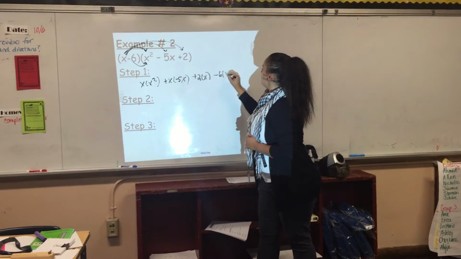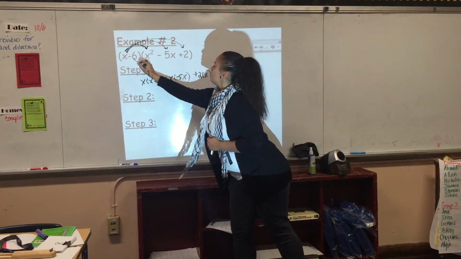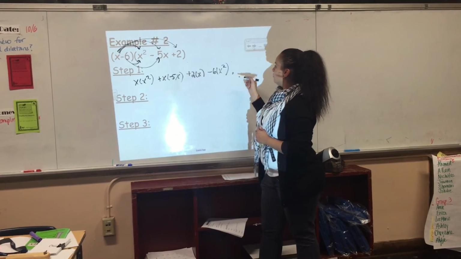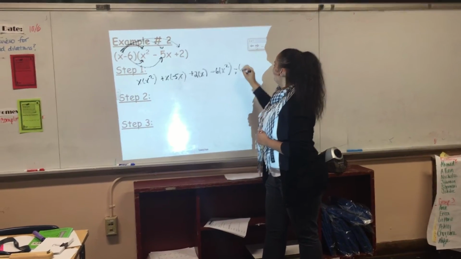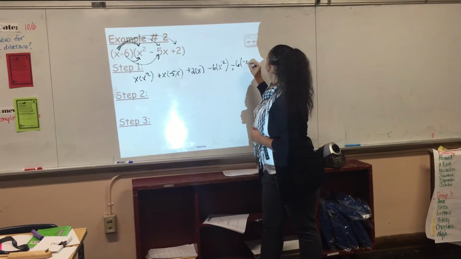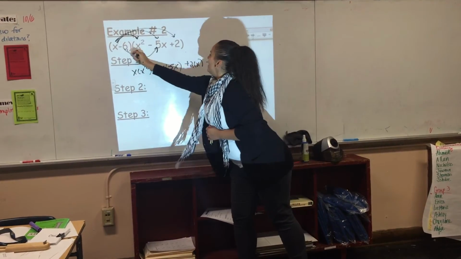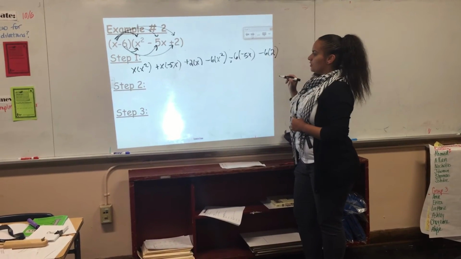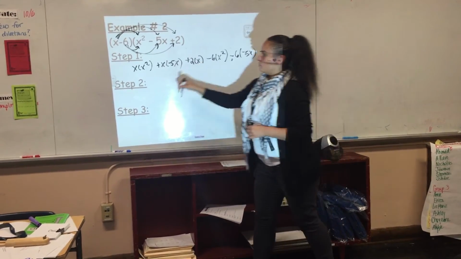Negative 6 times x squared. A negative times a negative will make it a positive, but we're going to do that later. Negative 6 times negative 5x. And negative 6 times 2. Now we're going to multiply.